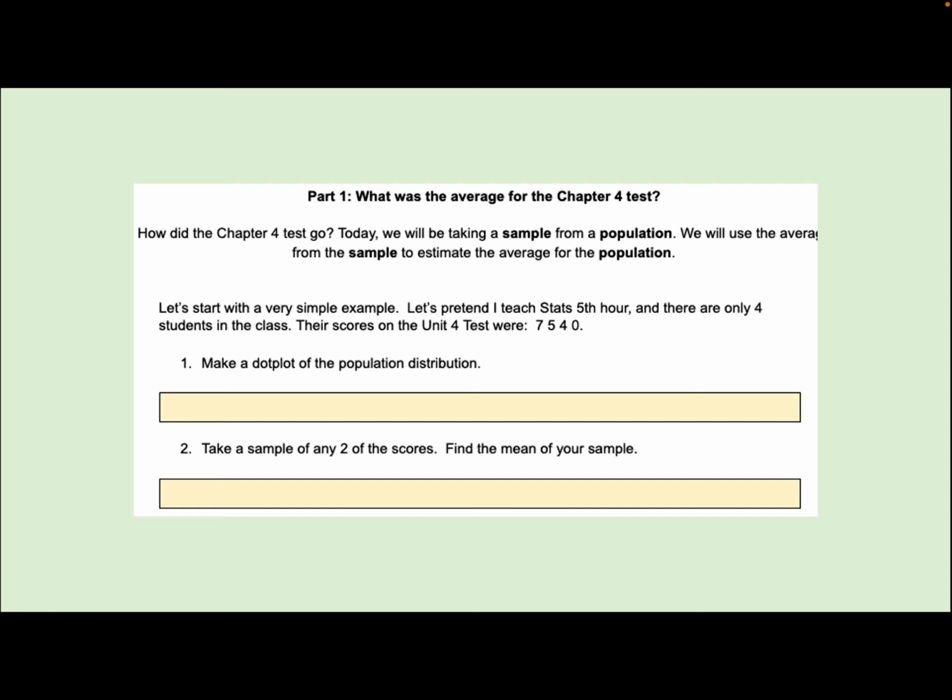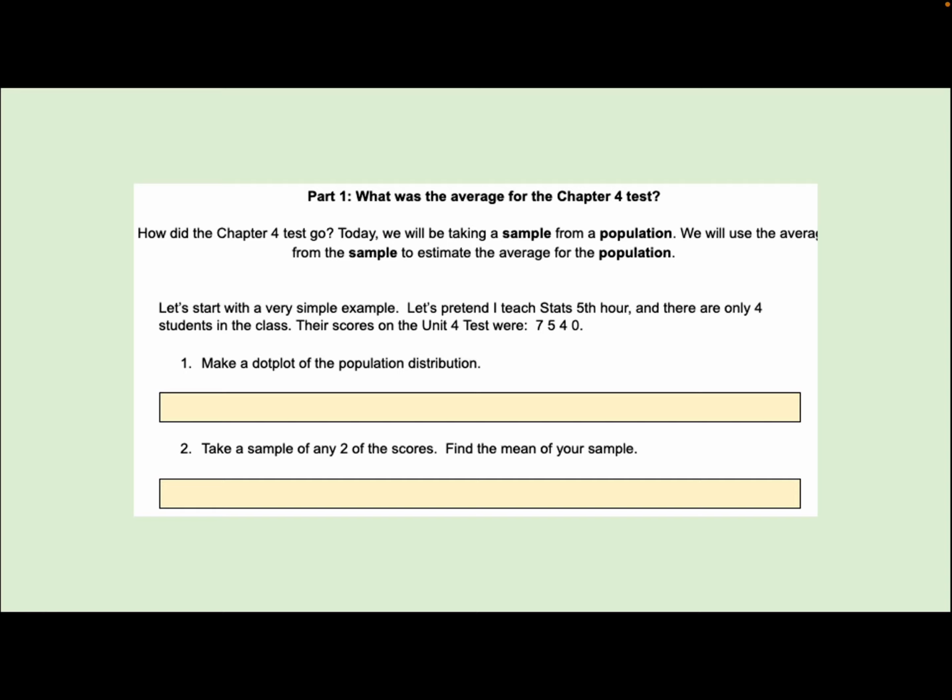First thing I want you to do is to make a dot plot of the population distribution. And then also take a sample of any 2 of the scores and find the mean of your sample. For the dot plot, you can either sketch it out, that's totally fine. You can also go to Stapplet and copy paste that in. Go ahead and pause here and work through those 2 problems. When you're ready, you can hit play and we'll go over them.